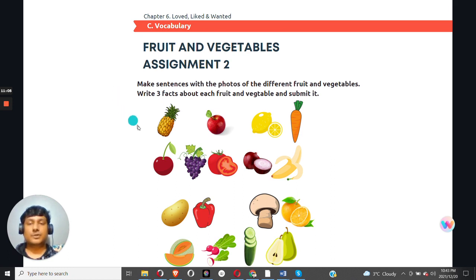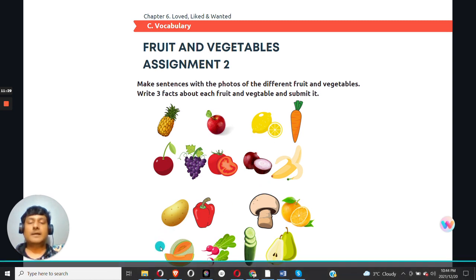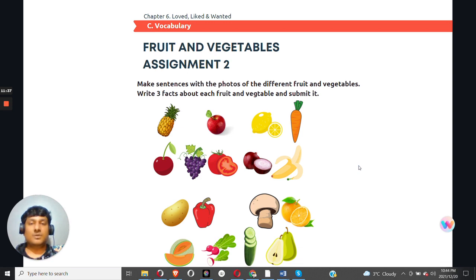Okay. So look at the photos, and firstly we have a pineapple, we then have an apple, we then have a lemon, we have a carrot, we have a cherry, we have grapes, we have tomato, we have onions, we have banana, potato, pepper, we then have a mushroom, orange, we do have a papaya, we have a radish, we have a cucumber, and we have a pear. Okay, so I've named all the fruits for you, and now I want you to get ahead with the assignment, which you're going to submit to Ask Academic.